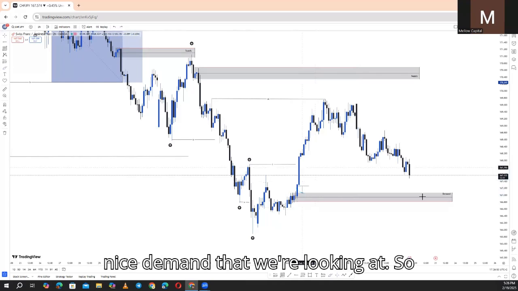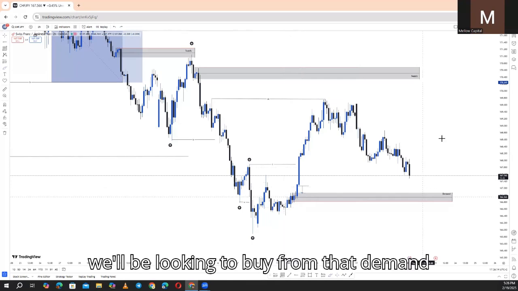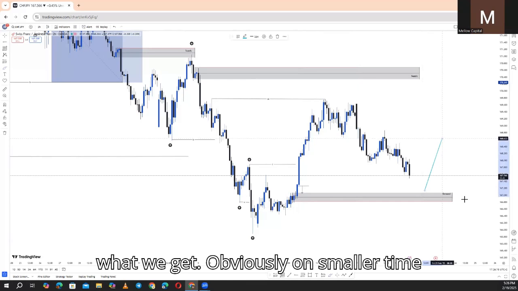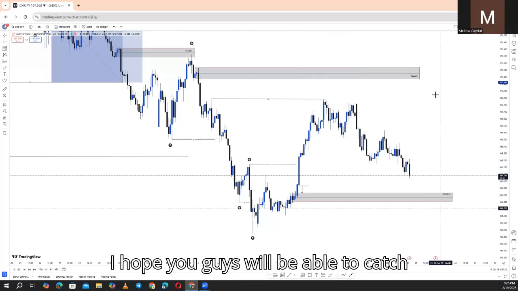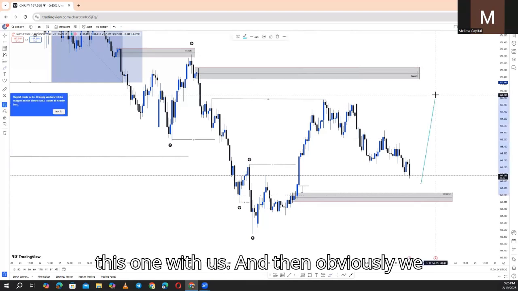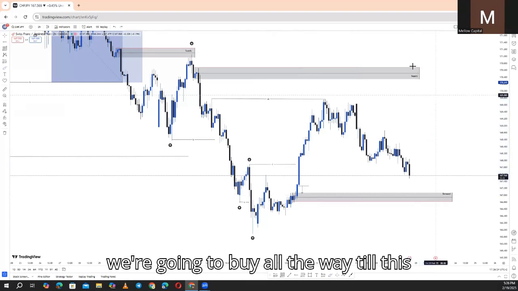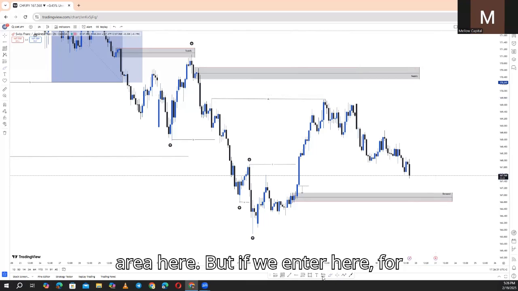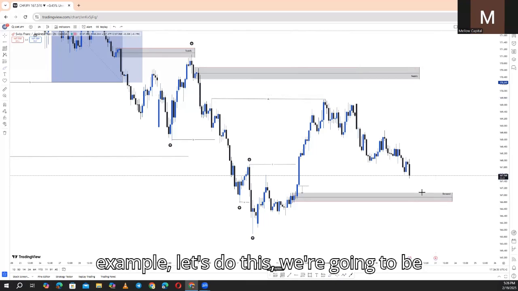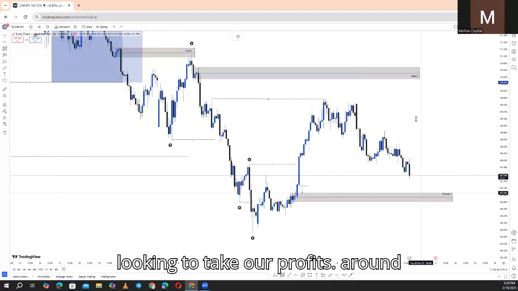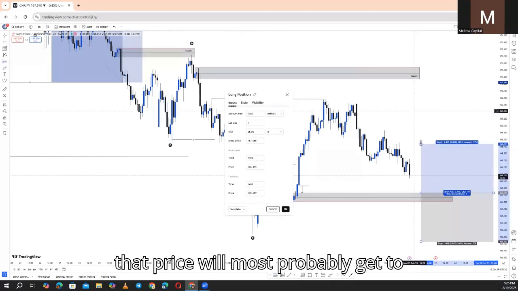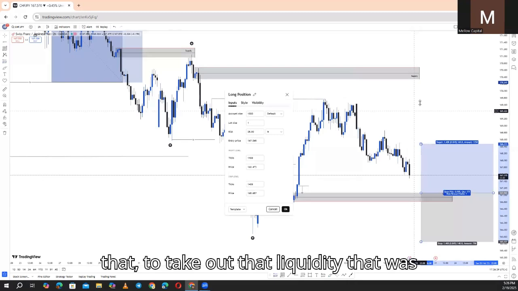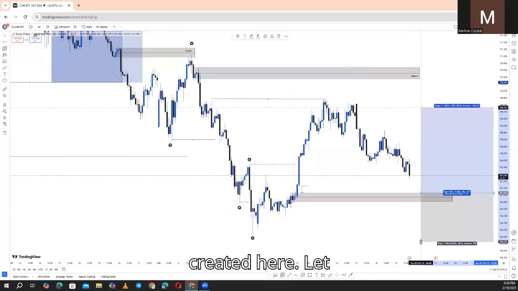So we have this nice demand that we're looking at. So we'll be looking to buy from that demand all the way to the upside, depending on what we get. Obviously, on smaller time frames, we're going to be looking to buy. I hope you guys will be able to catch this one with us. And then obviously we're going to buy all the way till this area here. But if we enter here, for example, we're going to be looking to take our profits around here because there is liquidity. We know that price will most probably get to that to take out that liquidity that was created here, right?